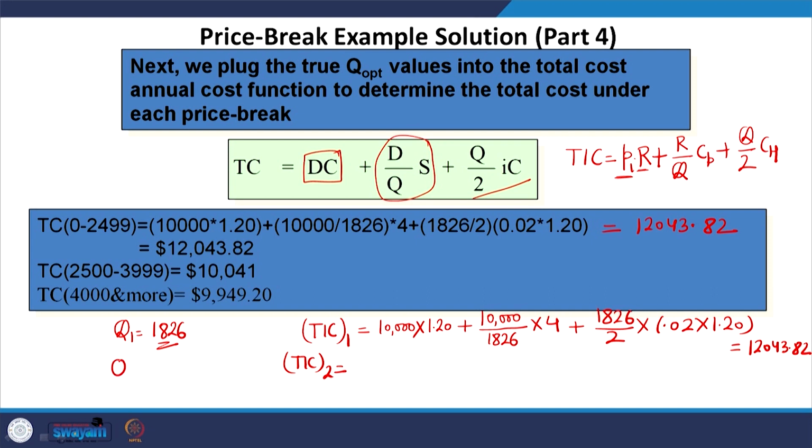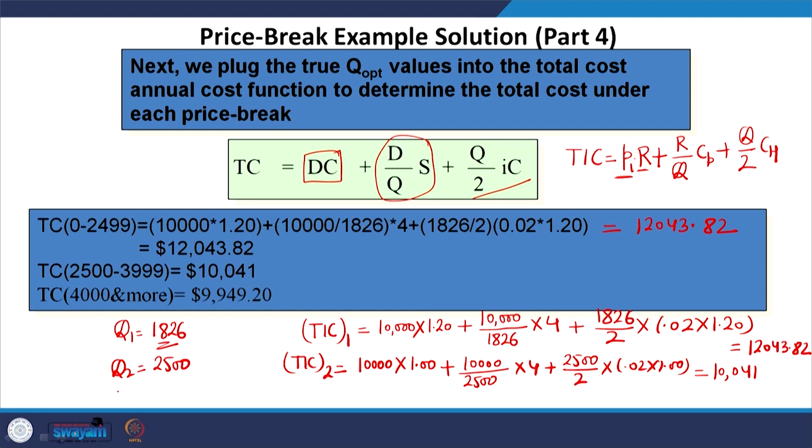Similarly, you will calculate TIC2, that is for Q2 equals 2500, and this is 10,000. Now, for 2500 you will be charged $1 per unit, plus 10,000 divided by 2500 into 4, plus 2500 divided by 2 into 0.02 into 1.00. I have already done this calculation and this is coming 10,041.